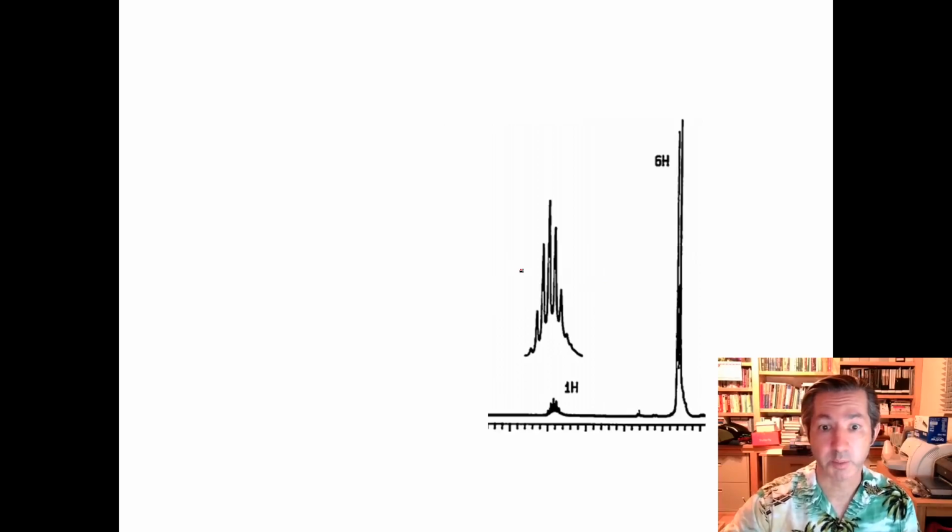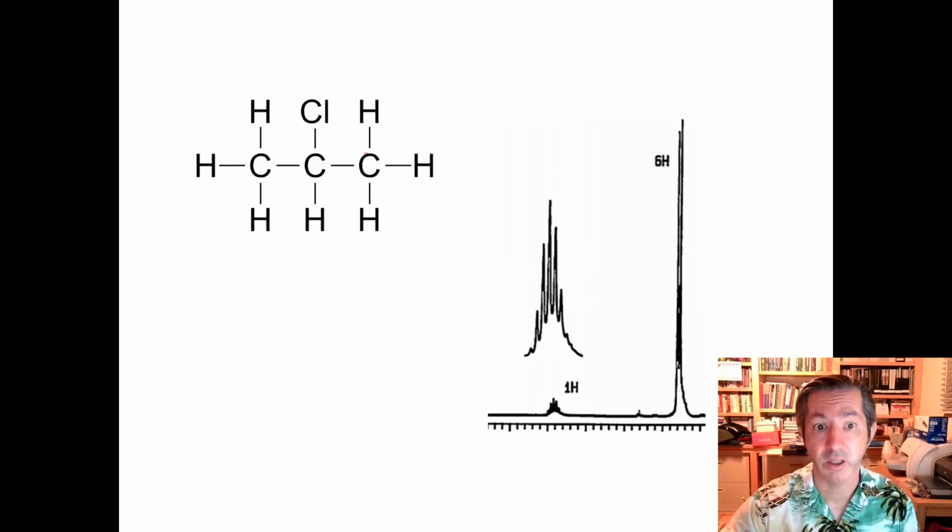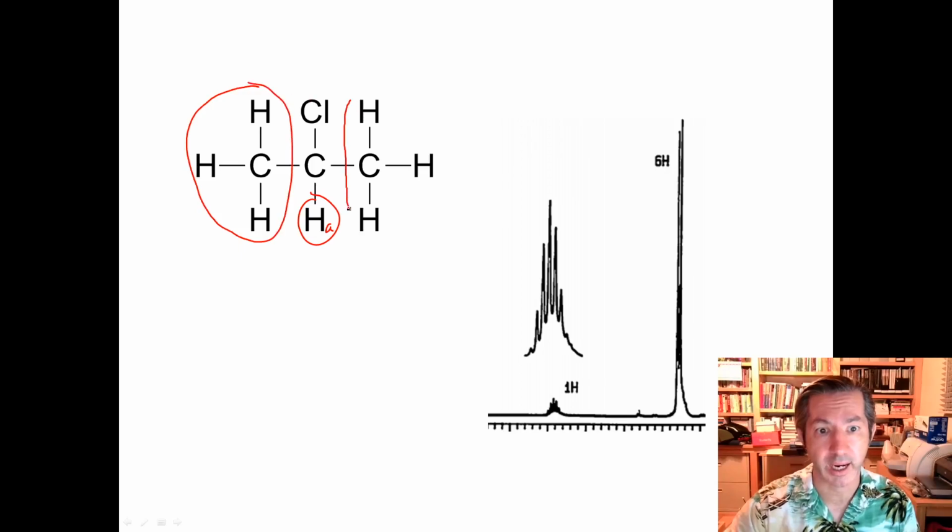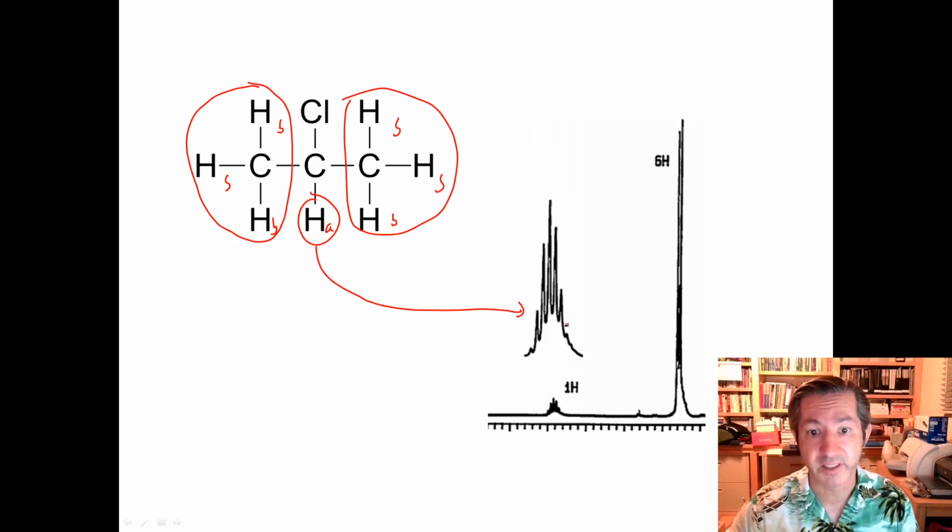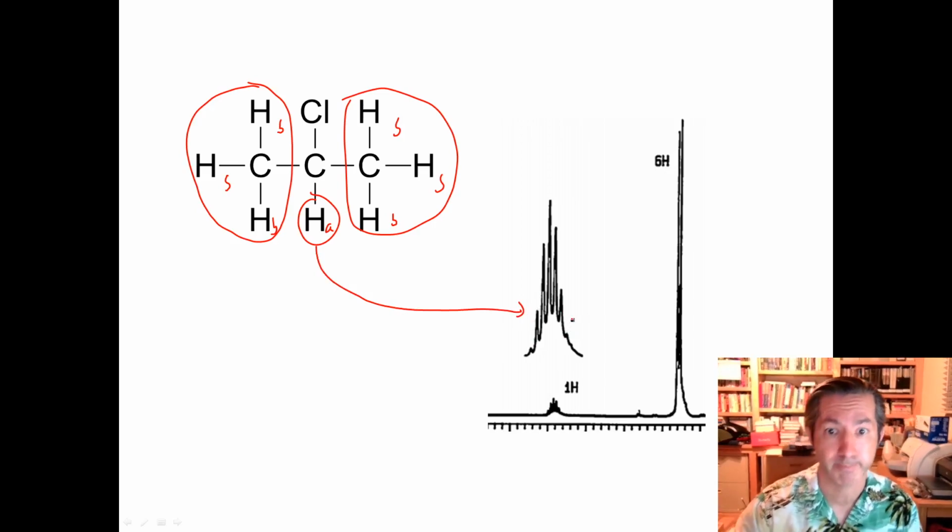If you want to see a lot of splitting, here's an isopropyl group, because you have this guy right here. He's HA. He has 1, 2, 3 neighbors on this side and 3 more neighbors on this side. These guys are all equivalent. This is HB, HB, HB, HB, HB, HB. So there's lots of splitting here. So HA gives you 1, 2, 3, 4, 5, 6, 7 peaks, if you can make them all out there. So that would be a septet.